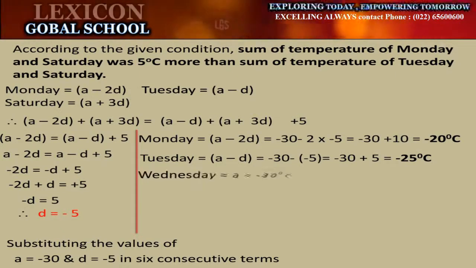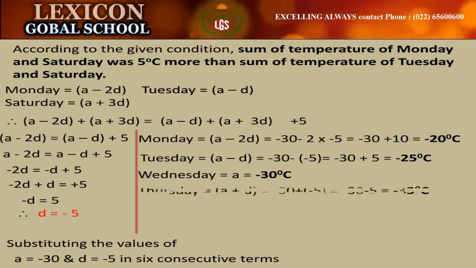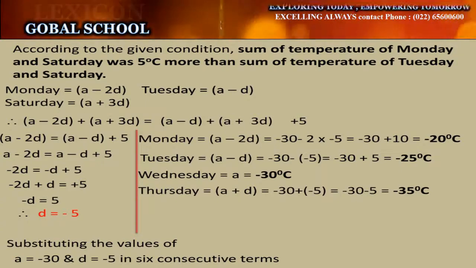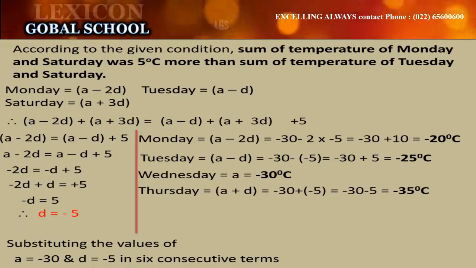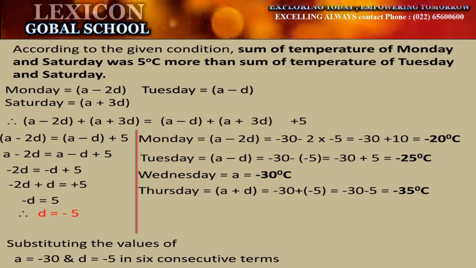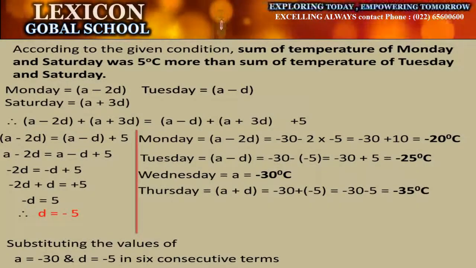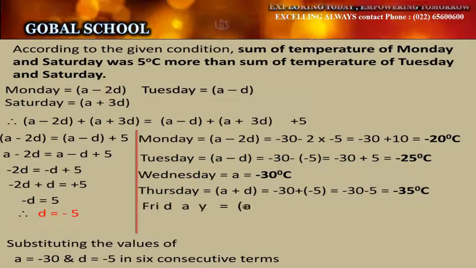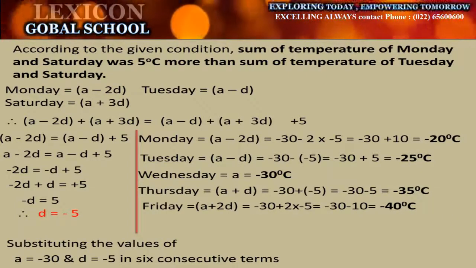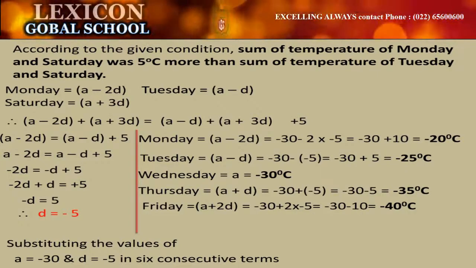Wednesday, A, which was already given to you in the question, was minus 30. Thursday, A plus D, that is equal to minus 30 plus minus 5. Plus minus is minus. Minus 30 minus 5 is equal to minus 35 degrees Celsius. Friday is A plus 2D, that means minus 30 plus 2 into minus 5, that equals minus 30 minus 10 equals minus 40 degrees Celsius.